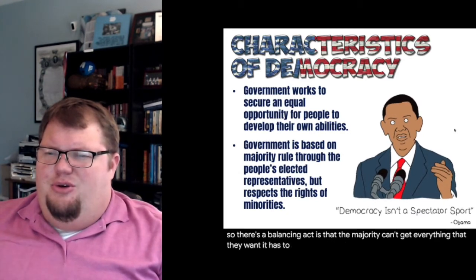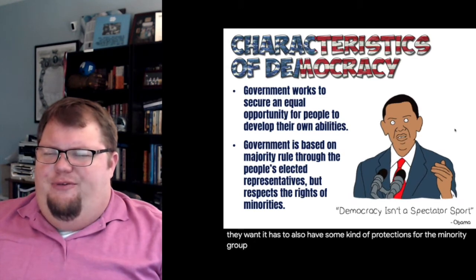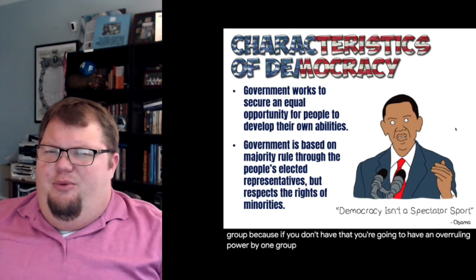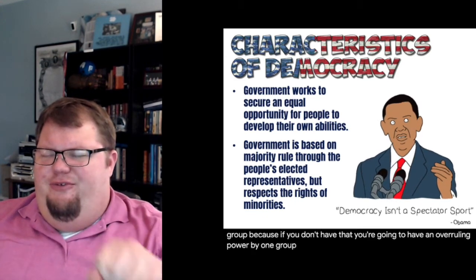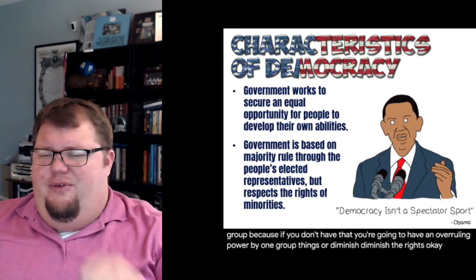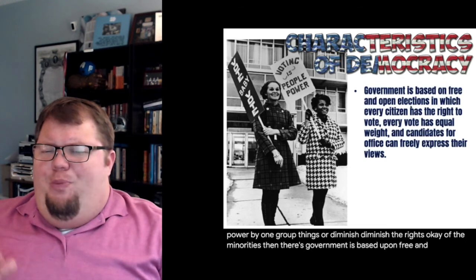It also has to have some kind of protections for the minority group, because if you don't have that, you're going to have an overruling power by one group, which is going to diminish the rights of the minorities. Then, government is based upon free and open elections.